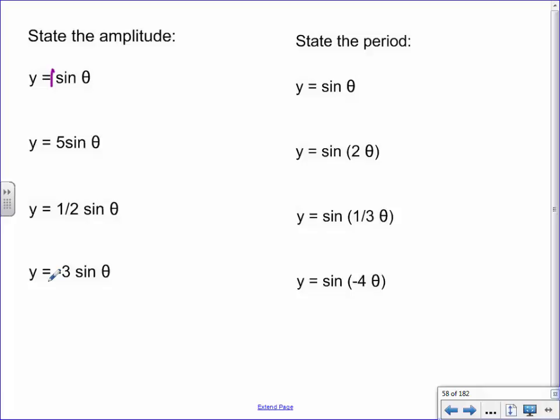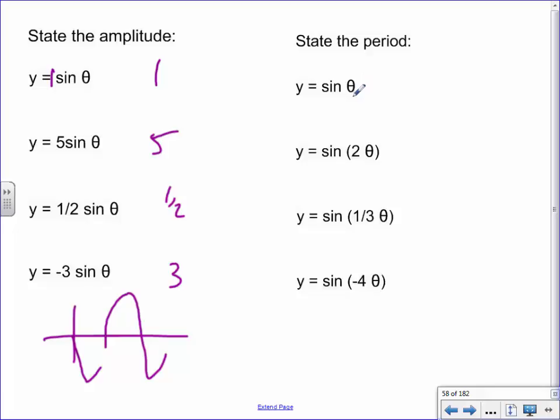Except in terms of amplitude, I should point out the amplitude is still considered to be a positive number. We never make the amplitude a negative number. We just always care about how tall the graph is, because we recognize that it's always going above and below ground. So the amplitude is 1, the amplitude is 5, the amplitude is 1/2, the amplitude is 3. We just recognize that this graph is going down before it goes up. That's all.